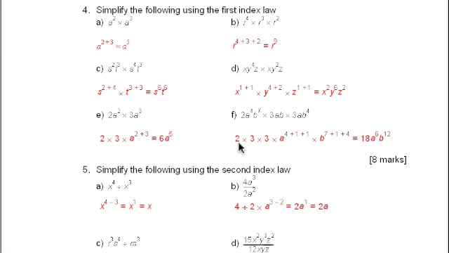Okay, for f, we have 3 coefficients here. We can multiply those. 2 times 3 times 3 gives us 18. Now we've got 3 numbers with a base a. We've got a to the power of 4, a to the power of 1, and a to the power of 1. So I've got a to the power of 4 plus 1 plus 1, which gives us a to the power of 6. Then we've got 3 numbers with the base b. So we've got b to the power of 7, b to the power of 1, b to the power of 4. 7 plus 1 plus 4 gives us b to the power of 12.